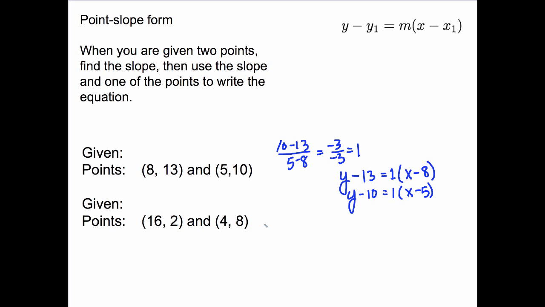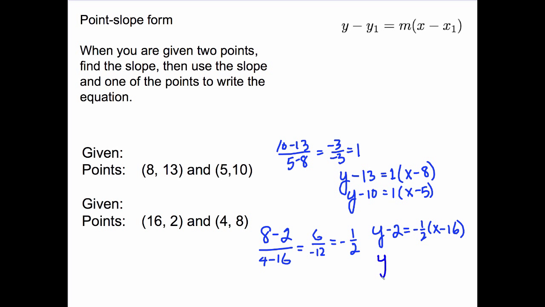On the second example, we'll compute the slope, 8 minus 2 over 4 minus 16. That's 6 over negative 12. That's negative 1/2. And the equation would be y minus 2 equals the slope, negative 1/2, times x minus 16. Or you could have written y minus 8 equals negative 1/2 times x minus 4. Either one of these would have been just fine.